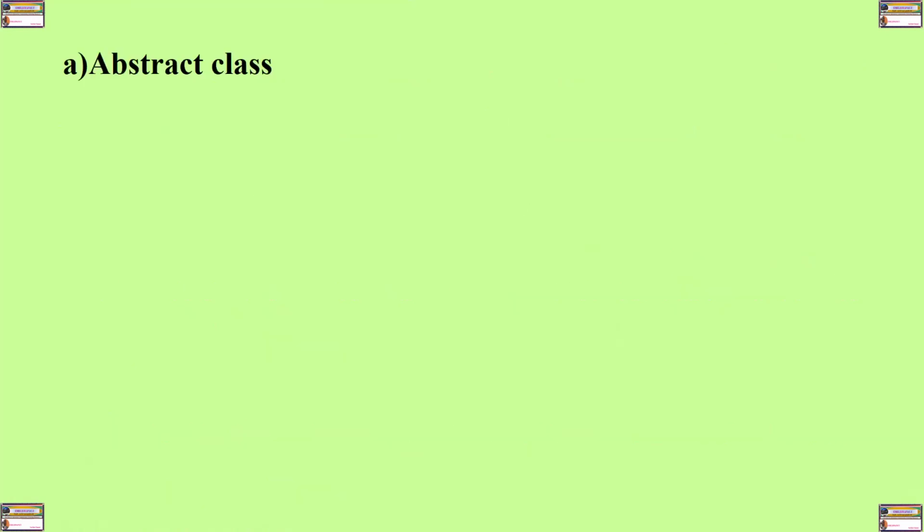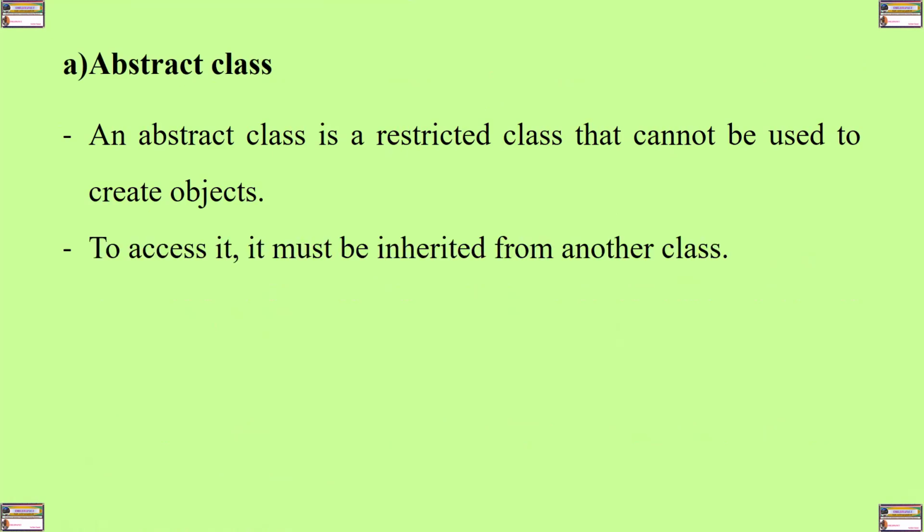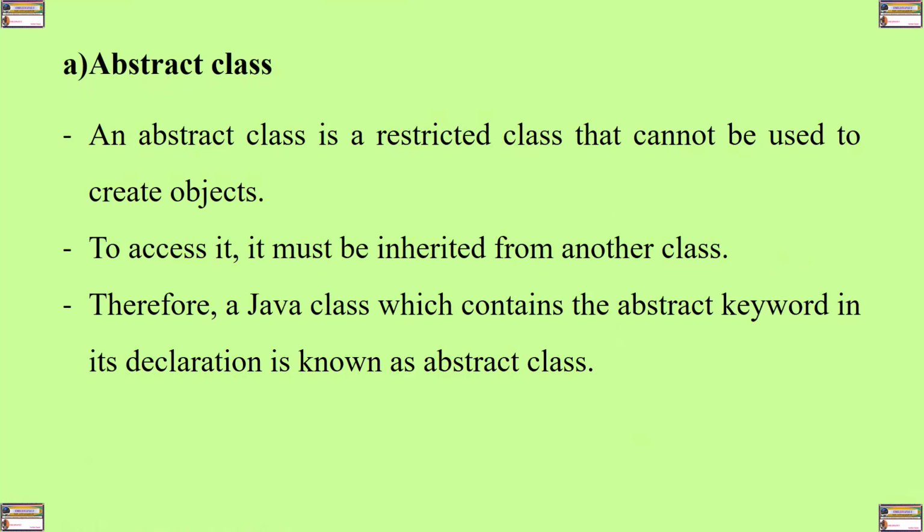So, what is an abstract class? An abstract class is a restricted class that cannot be used to create objects. To access it, therefore, one must have inherited it from another class. For this reason, a Java class which contains the abstract keyword in its declaration is what is called an abstract class.